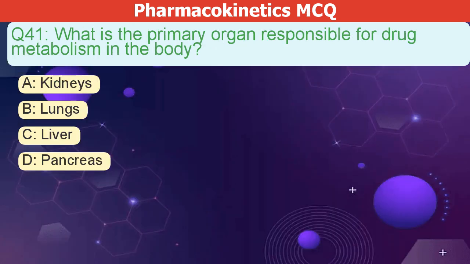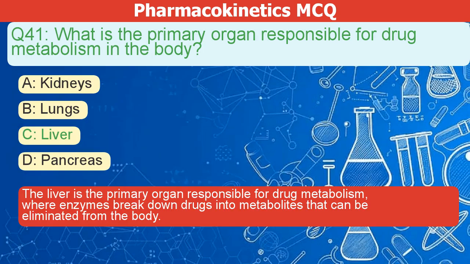What is the primary organ responsible for drug metabolism in the body? A. Kidneys. B. Lungs. C. Liver. D. Pancreas. The correct answer is C. The liver is the primary organ responsible for drug metabolism, where enzymes break down drugs into metabolites that can be eliminated from the body.